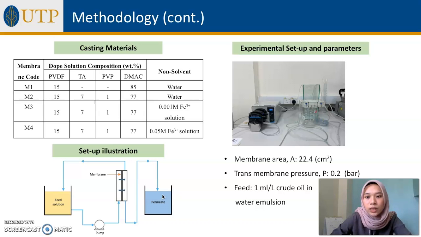And then below is the setup illustration of the filtration test, where first the feed is fed into the membrane and the volume of the permeate produced is collected. So this is the actual image of the experimental setup, and these are the parameters used, where we use a membrane area of 2.24 cm², and a transmembrane pressure of 0.2 bar. The feed used is 1 ml per liter crude oil in water emulsion.